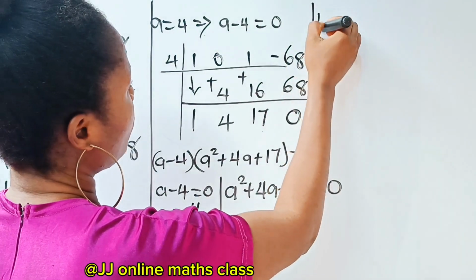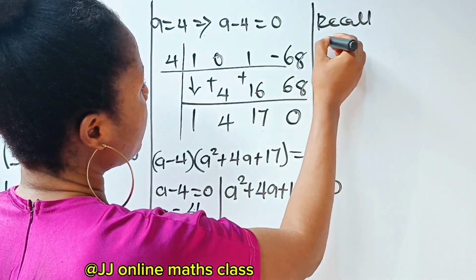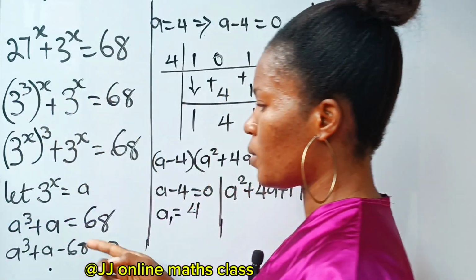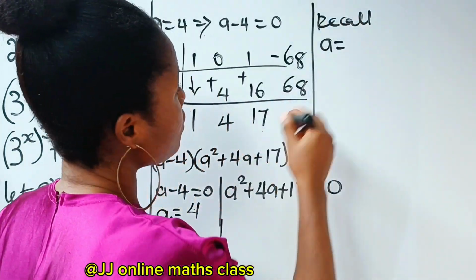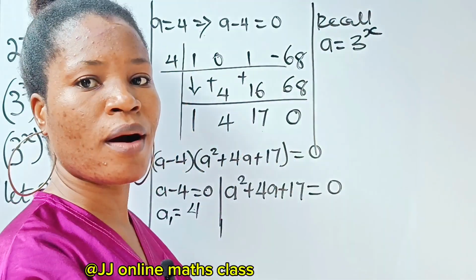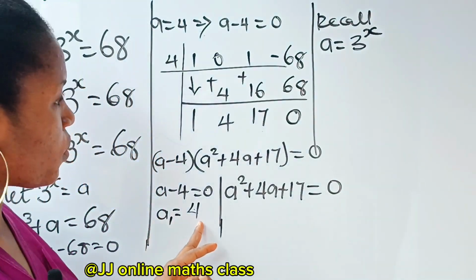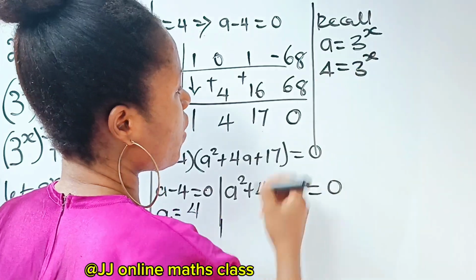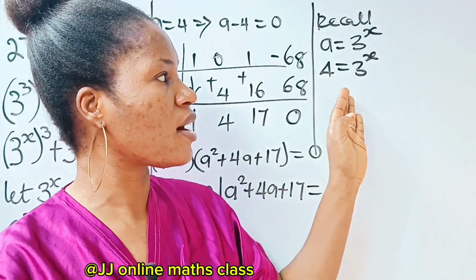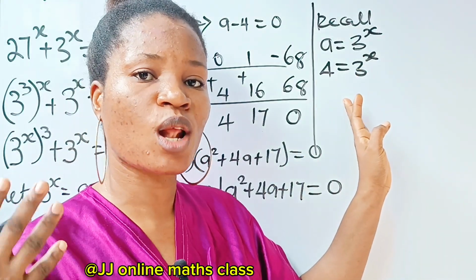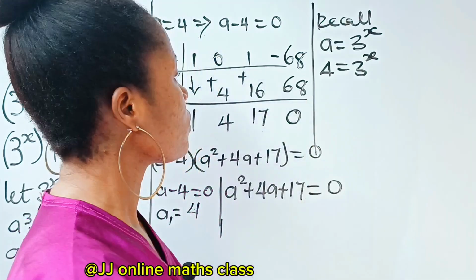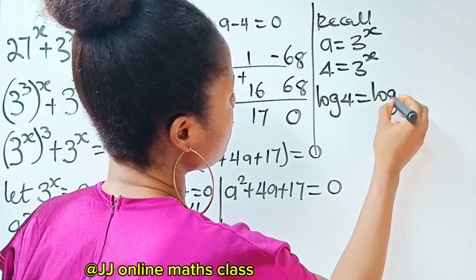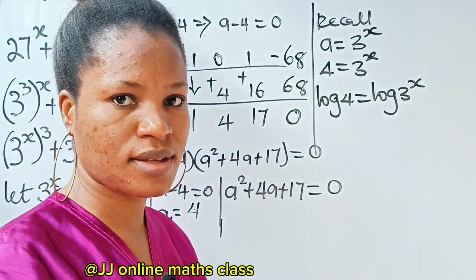Now recall that a is equal to what? 3 to the power of x, right? Let me show you. 3 to the power of x. So you're going to have a is equal to 3 to the power of x. Now we found our a to be equal to 4. So we can say that 4 is equal to 3 to the power of x. Now look at this. There is nothing you can do here except to introduce logarithm to both sides of the equation. So we can write that log 4 is equal to log what? 3 to the power of x.